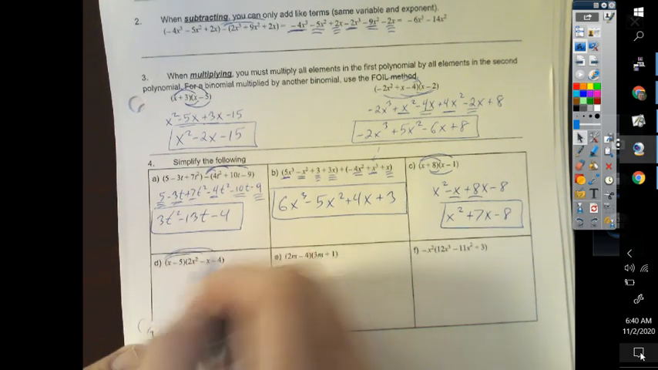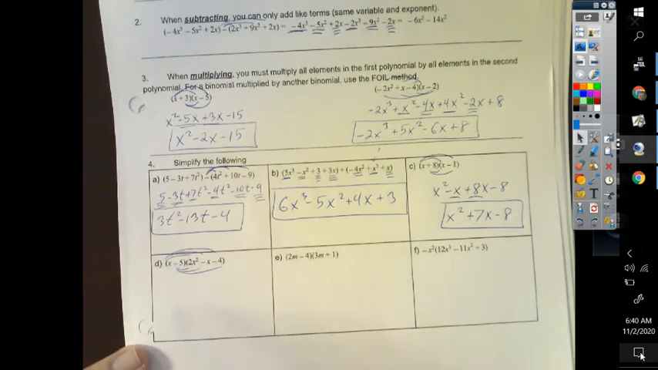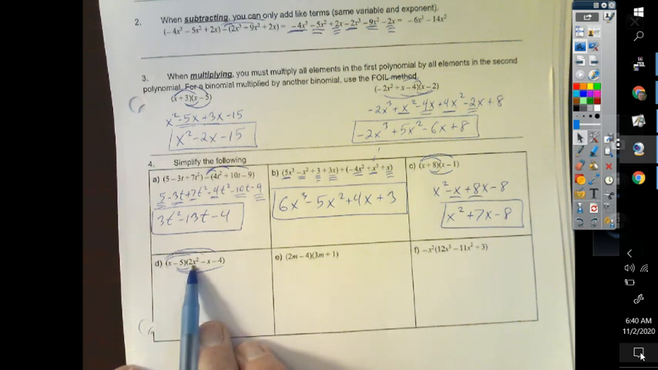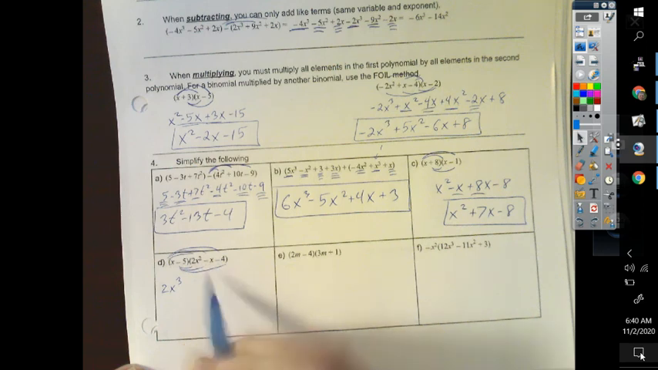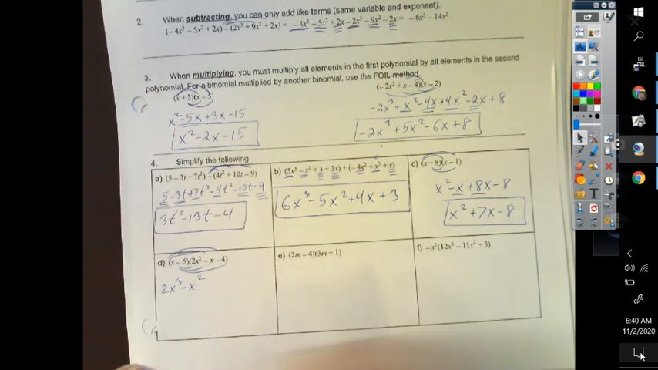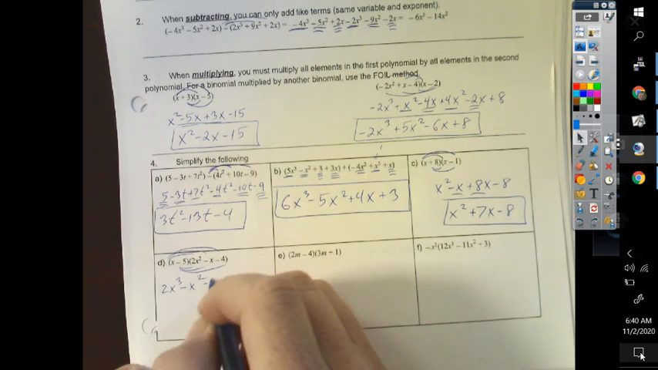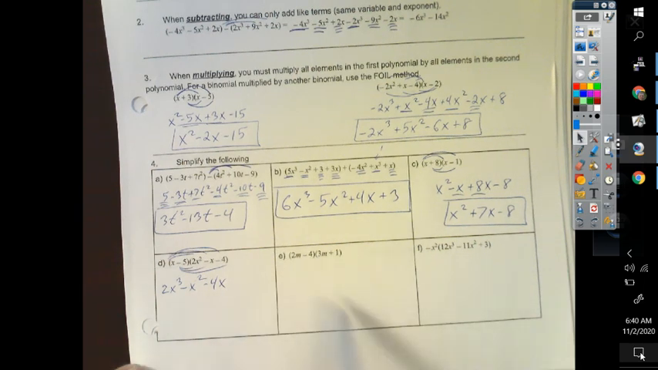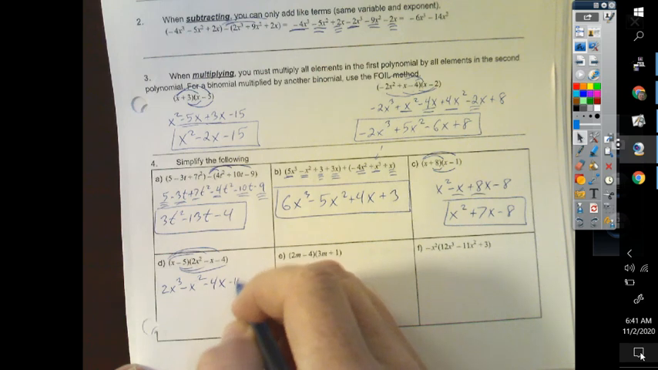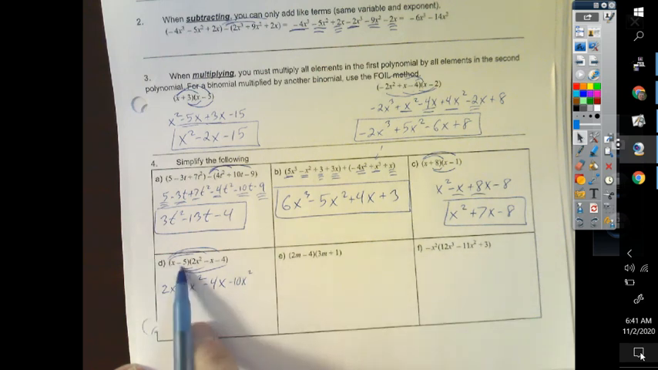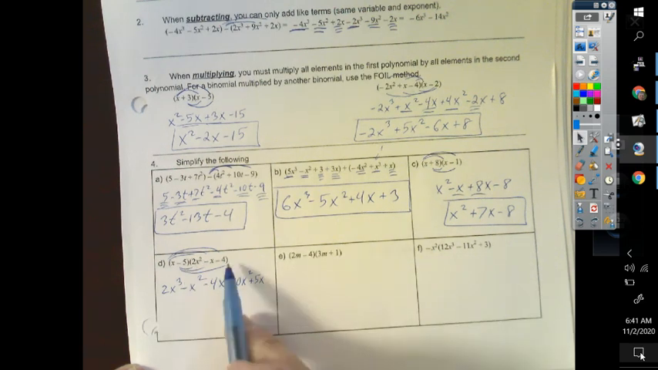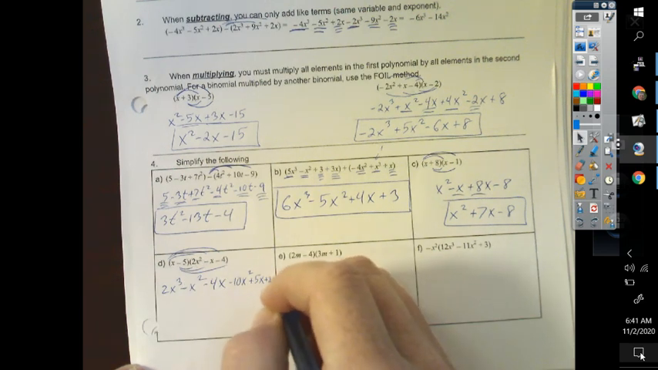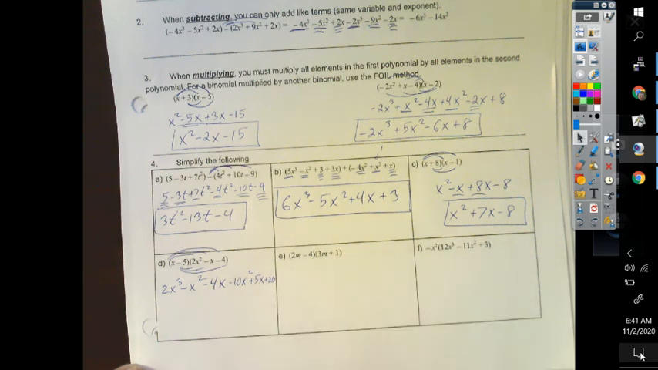So all the way across, I should have 6 total things here. X times 2x squared, 2x cubed, x times negative x squared, x times negative 4, negative 4x. There's my 3. Go on to my next one. Negative 5 times 2x, negative 10x squared, negative 5 times negative x, plus 5x, negative 5 times negative 4, plus 20. Okay, cool.